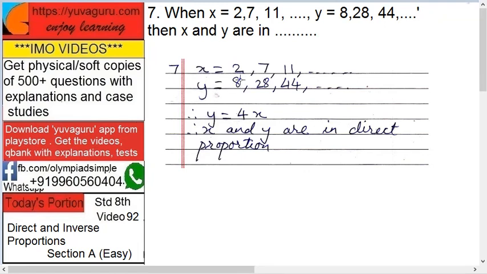But mathematically, if you want, see this: 8 equals 4 into 2. 28 equals 4 into 7. Therefore, y equals 4 into x. Both are in the numerator side. That's why they are in direct proportion.